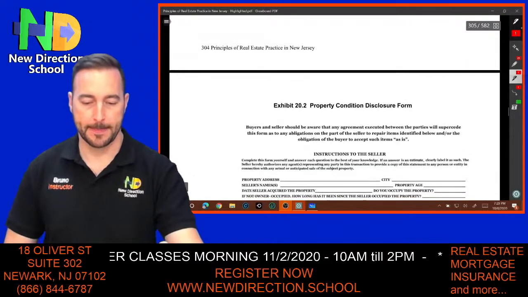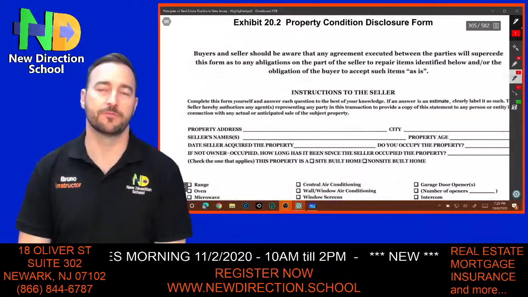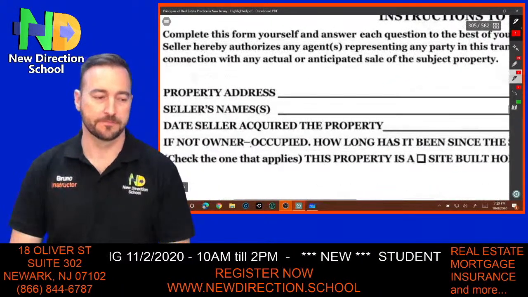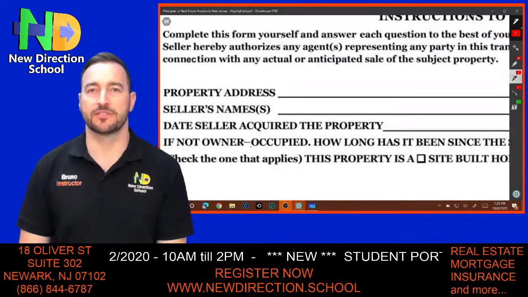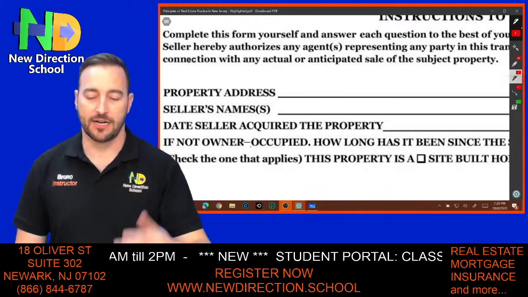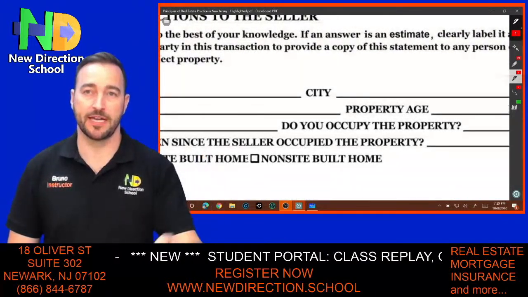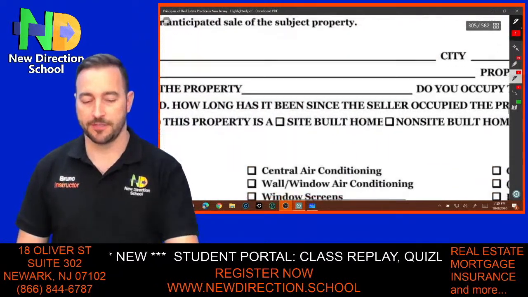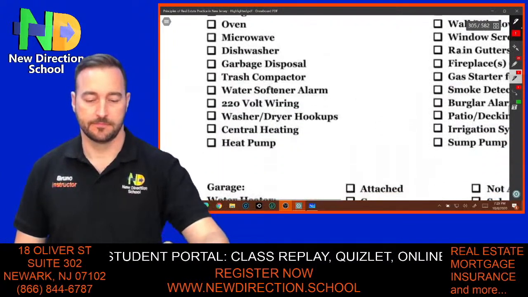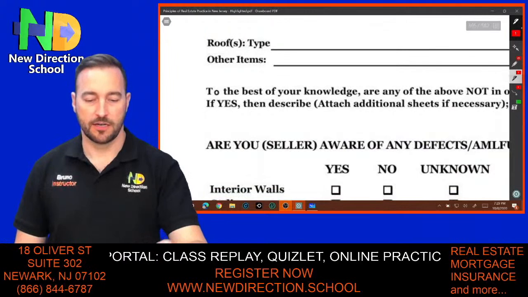So right here, it's an example of a property condition disclosure form. And if you guys can see, I'm just going to zoom in, it's easier. It has a property address, the seller names, date the seller acquired the property, if not owner occupied, how long it's been since the seller occupied. So a bunch of questions. Property age, did you ever occupy the property, and so on. Does it have any of these? Right? What is included in the property? Roof type, and so on.